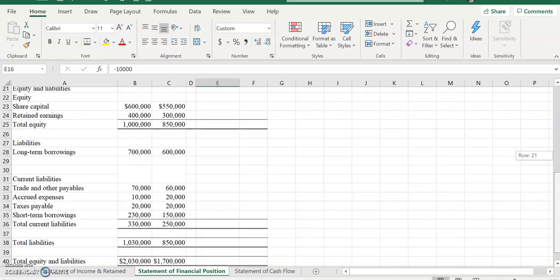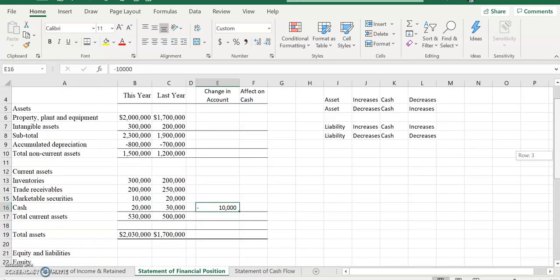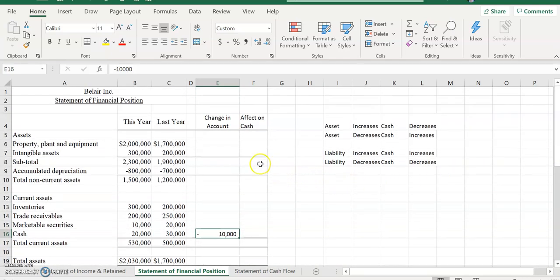And there's one item that does not, that we have to take into consideration. So property, plant, and equipment, that's us buying stuff. So it went from 1.7 million up to 2 million. So we increased our asset called property, plant, and equipment. Well, if we bought assets, well, that takes cash, so our cash must go down.